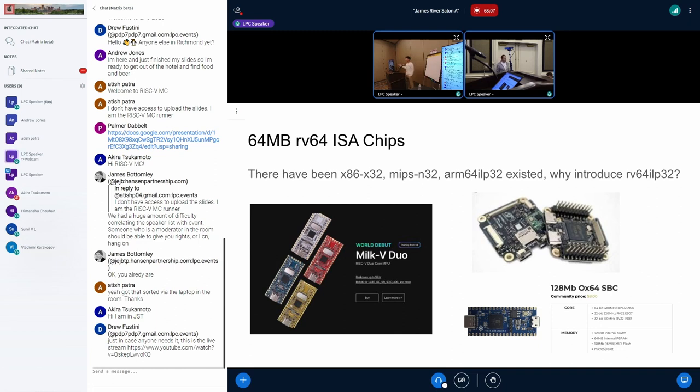But it's just like magic, and the topic has turned to RISC-V. I need to explain why we need to do that, because there are a lot of tiny memory devices coming out with the RV64 ISA.